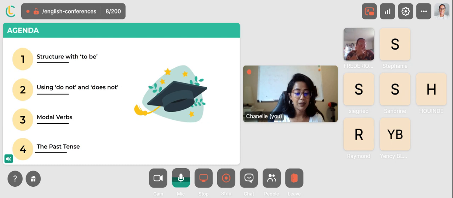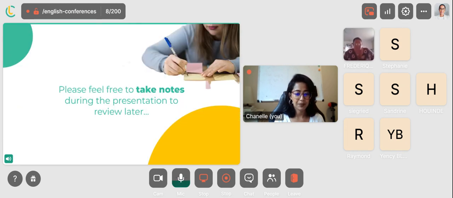The third will be modal verbs. What do we do with modal verbs? And the fourth, the past tense. What do we do with the past tense and negatives? Please feel free to take notes during the presentation to review later.